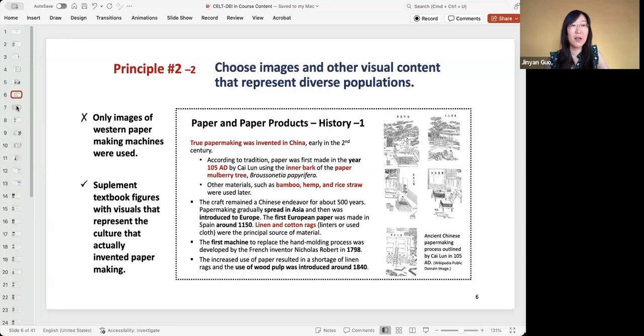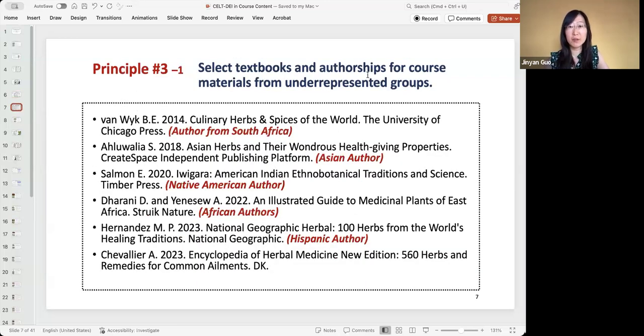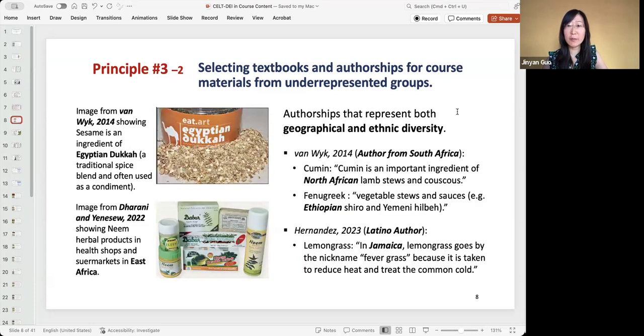So that's number 2. Number 3 is to select textbooks and authorship of course material from underrepresented groups. For this project, I cited books from authors from South Africa, Asian authors in terms of ethnicity and geography, and also Native American authors, African authors, and Hispanic authors. And this authorship represents both geographical and ethnic diversity, and that has benefits.